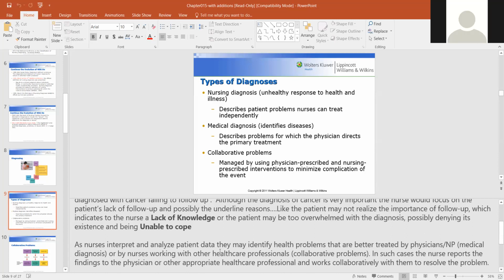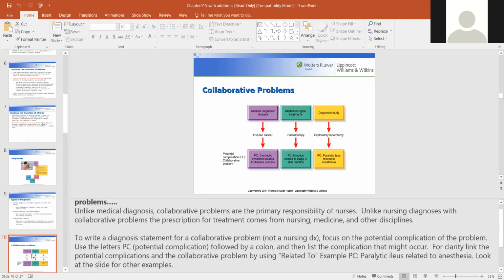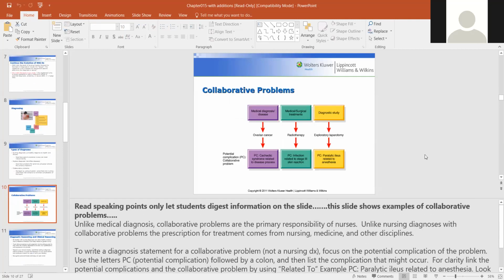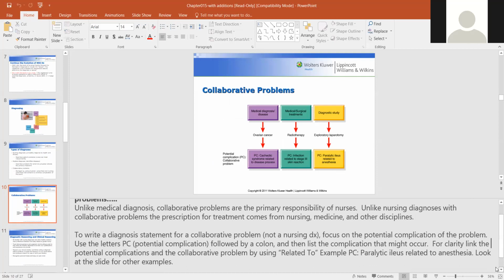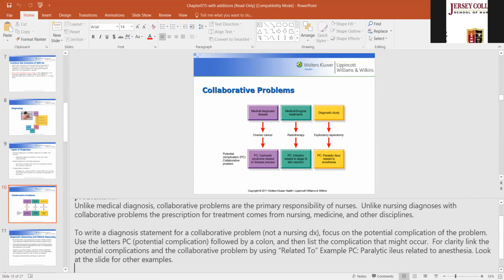Sometimes we can't resolve problems on our own because it is going to take some sort of either medical treatment or further resources than what we could actually offer the patient. So again, unlike a medical diagnosis, the collaborative problems are the primary responsibility of the nurse. Unlike nursing diagnoses, collaborative problems, the prescription for treatment comes from nursing, medicine, and other disciplines.